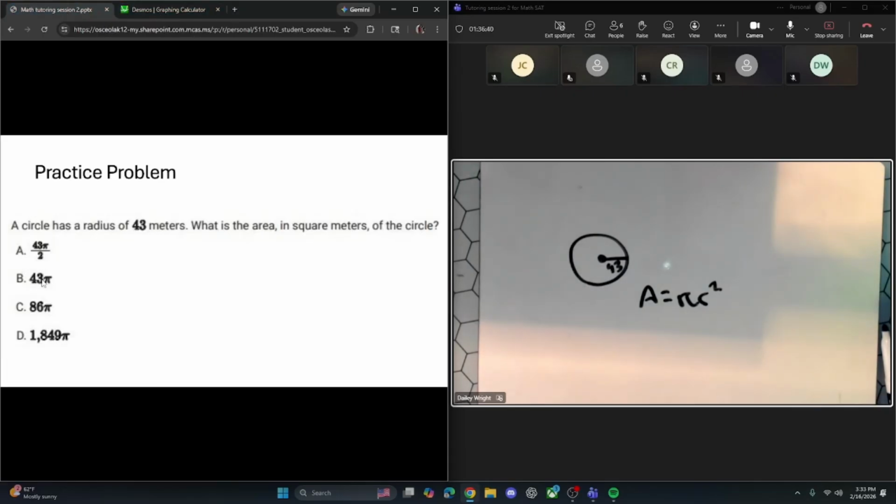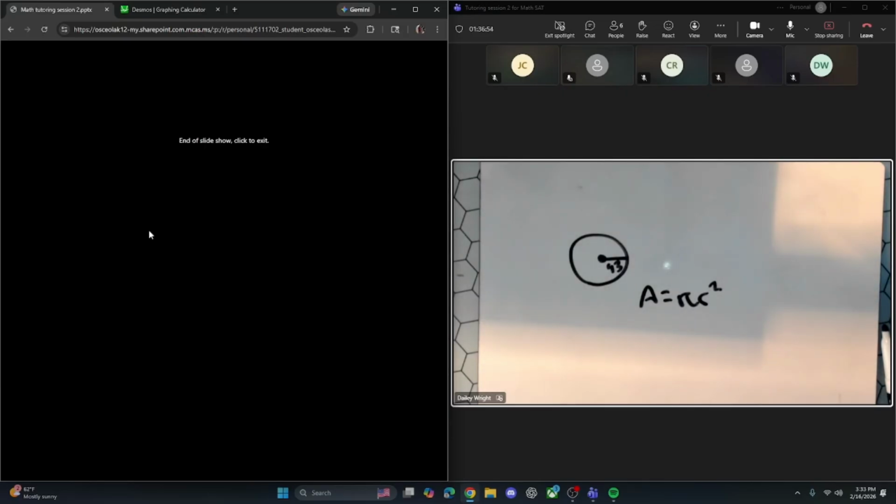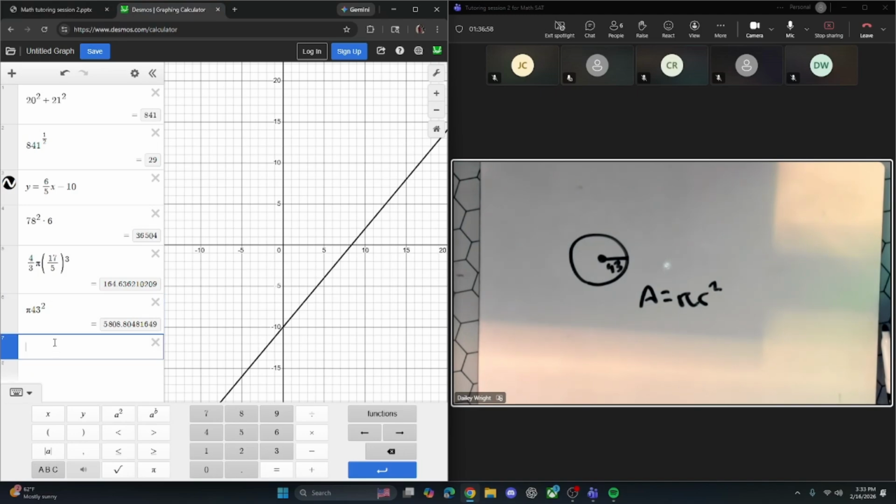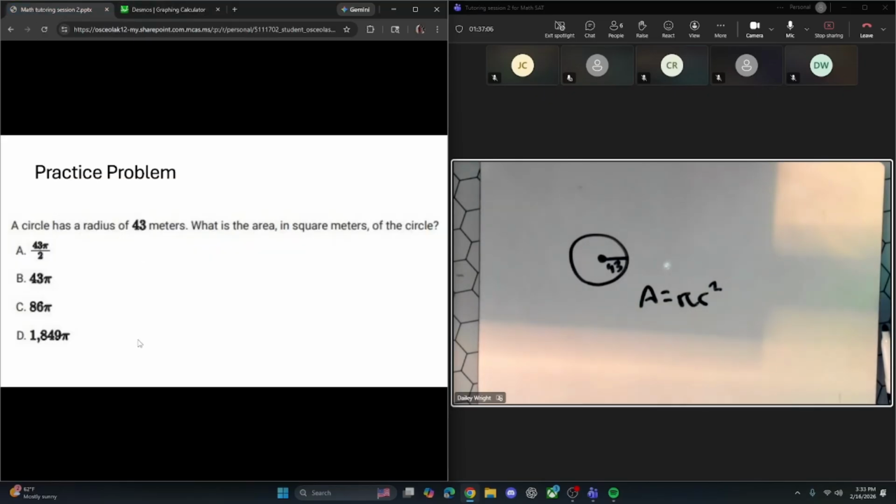And I know that pi r squared, pi times 43 squared isn't equivalent to this or this, and then if you square a number, you're not just doubling it, so it can't be C either. I'm going to plug in D just to make sure, but it should be D, and it gives me the exact same number, so it's going to be D.